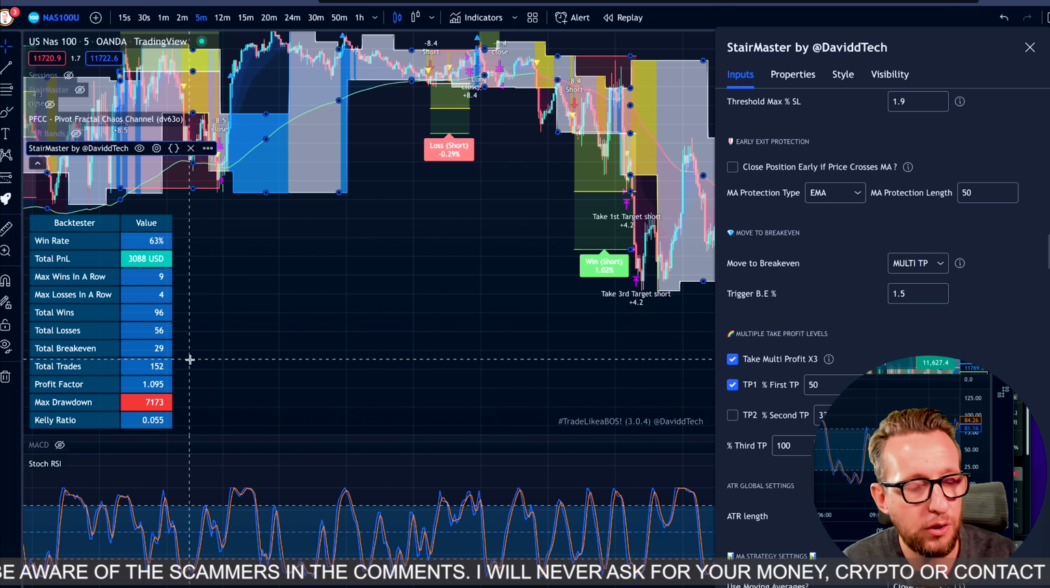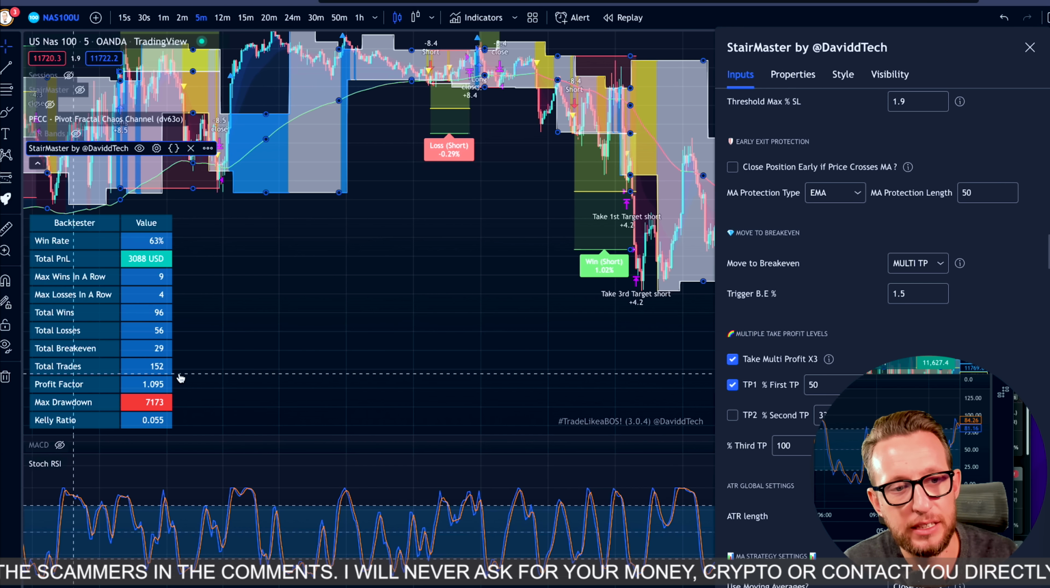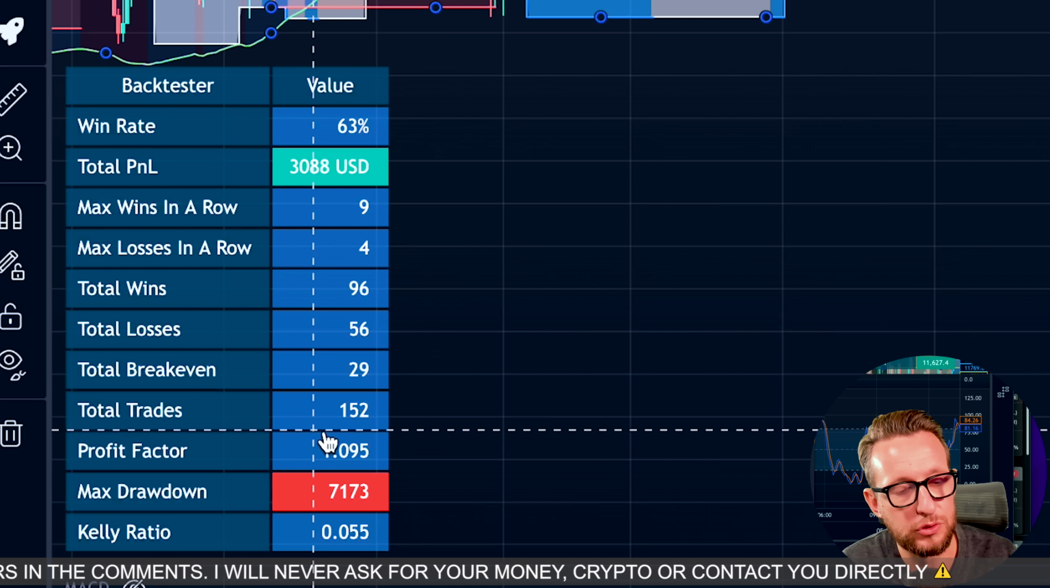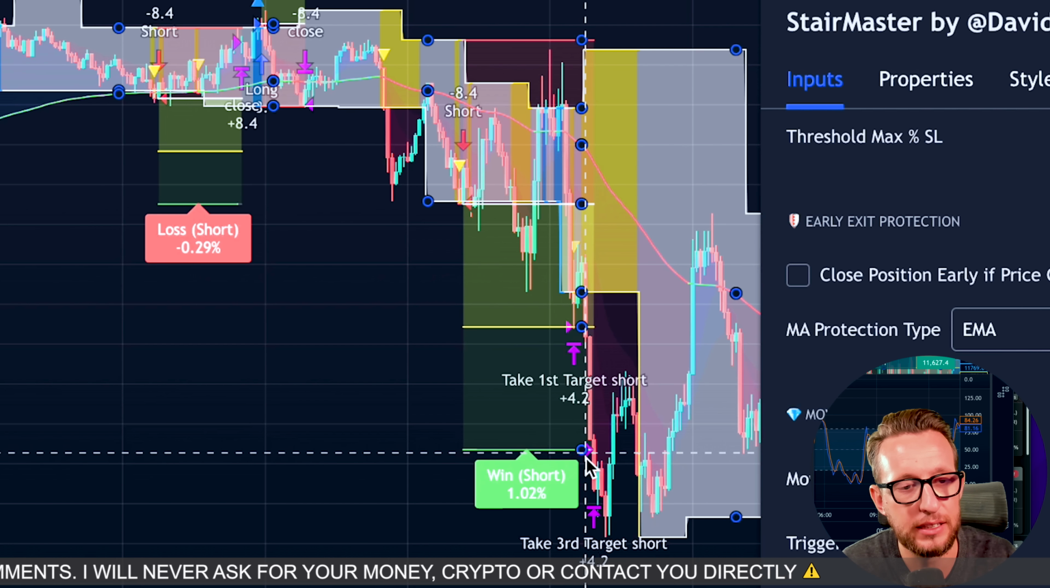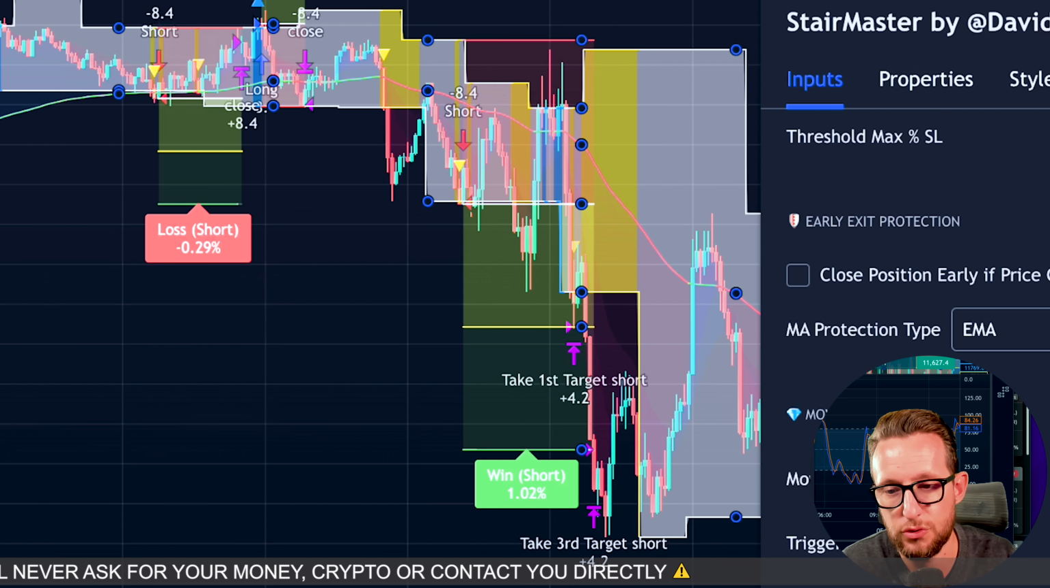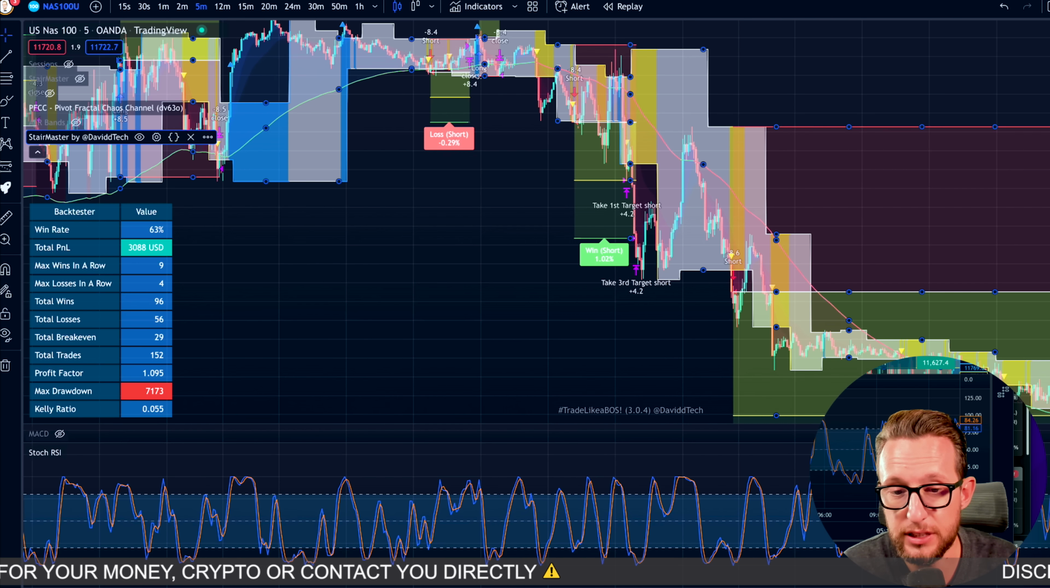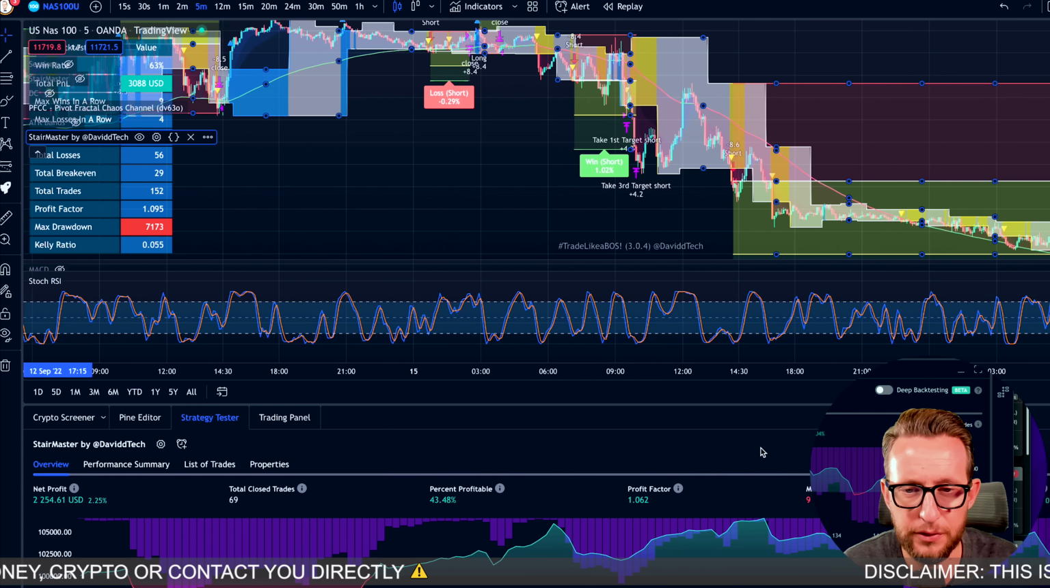Another thing that you need to be careful of with multiple take profit strategies in TradingView is the number of total trades. Obviously, as you take a second take profit here, it will be counted as 2 trades. So that's 2 things you need to be careful of whilst using TradingView.